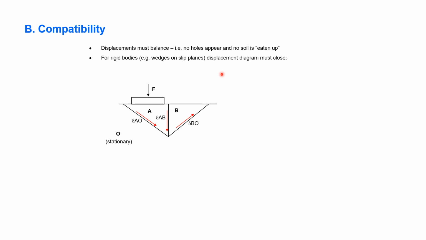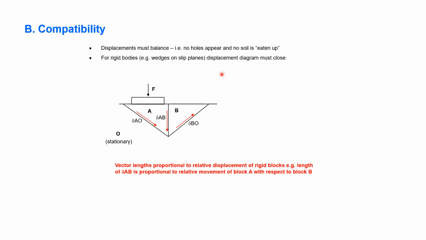Now for rigid bodies, and this will only work for rigid bodies, we can draw a displacement diagram, and that must close. So we're going to draw vector lengths that are proportional to the various displacements of the blocks. So the length of each vector will be proportional to the displacement. So let us start just by defining that the foundation is going to move down by this much. You could make that 1, for example. Call it what you want.